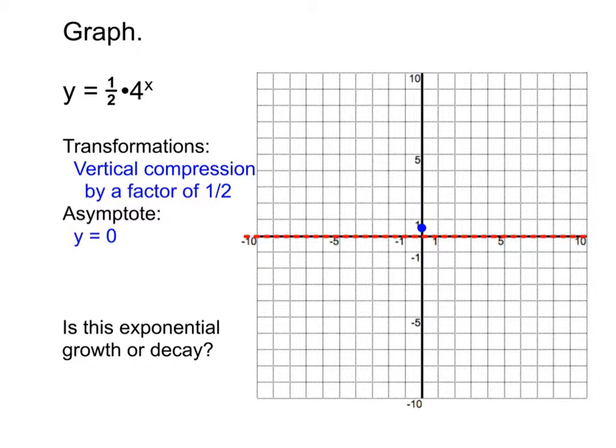The only other thing I have to be dealing with and thinking about is the fact that this one is 4 to the power of x, meaning I multiply my height by 4. So I just went up 1/2. How far up am I going to go up next? Well, what's 1/2 times 4? 2. So my next point then, it's going to be up 2.